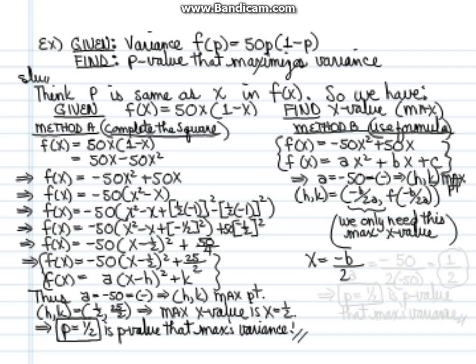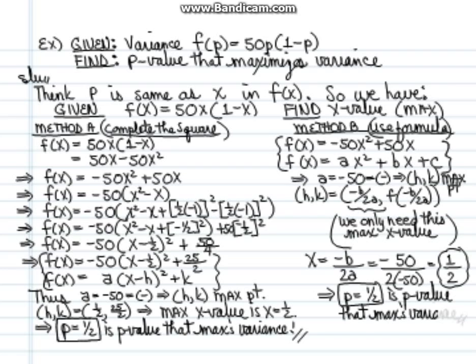So x equals negative b over 2a, so it's negative 50 over 2 times negative 50 because b is 50 and a is negative 50 above. And that simplifies to 1 half. So p equals 1 half is the p value that maximizes our variance. Method A or method B, your choice.